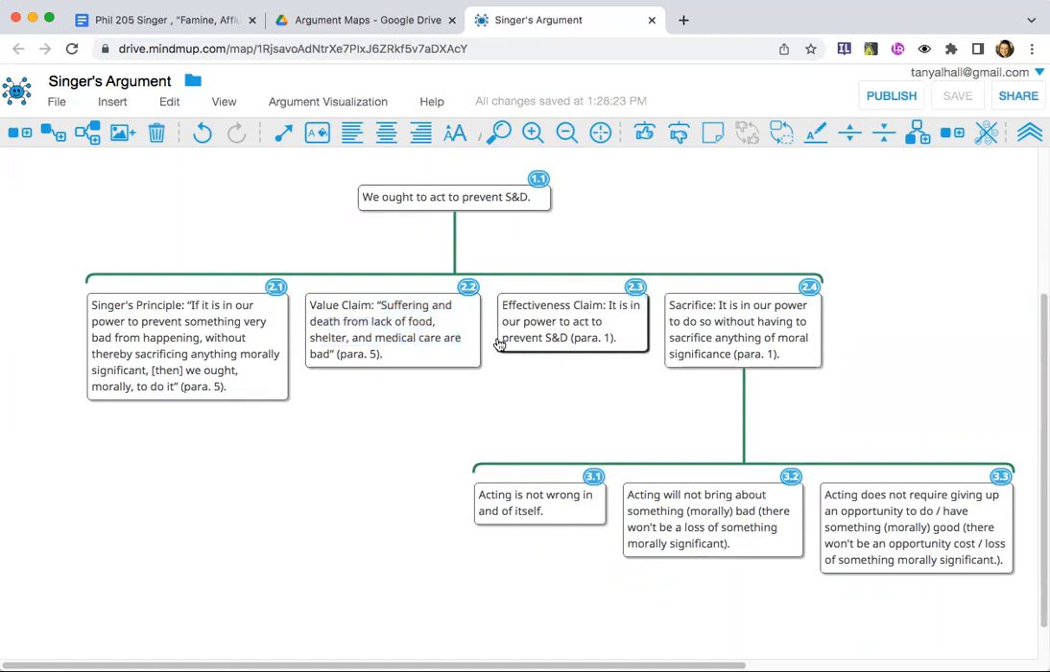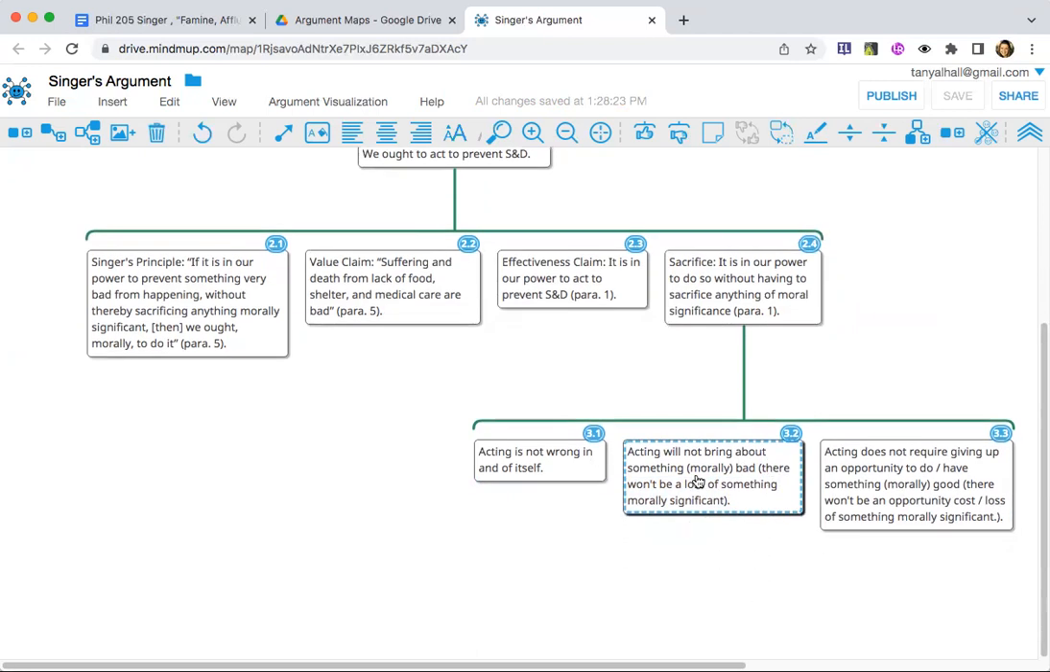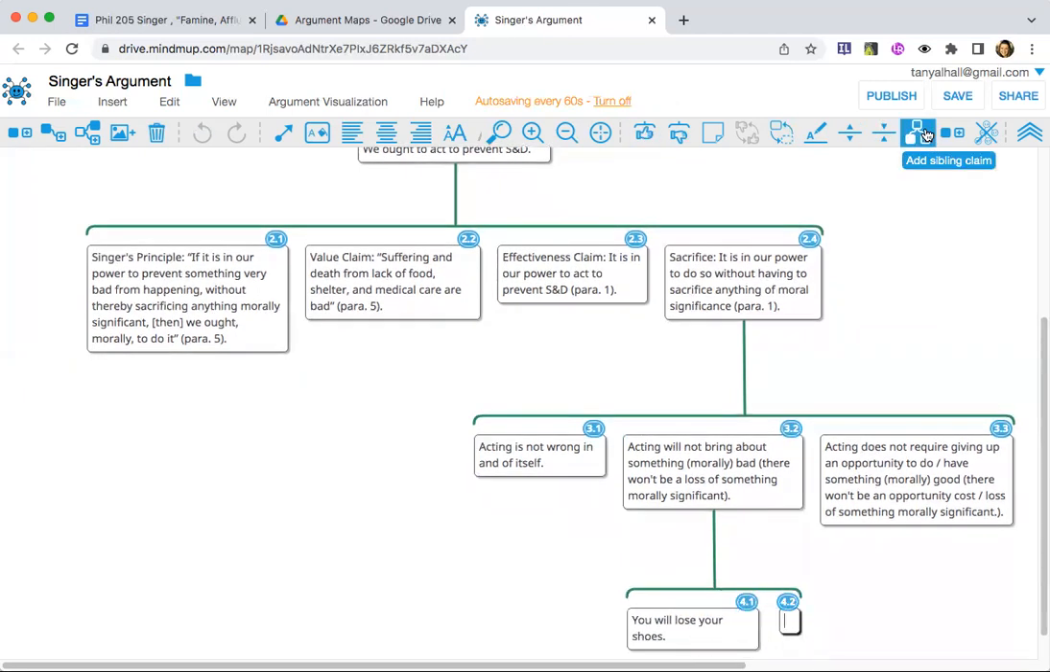It's in our power to prevent the child from drowning. It's in our power to do so without having to sacrifice anything morally significant. Preventing a child from drowning is not wrong in itself. In preventing the child from drowning, you are not going to lose something of moral significance. You're not going to bring about something that is worse. Maybe you could put whatever thing you'd be giving up in either one. So for example, the shoes. You'll lose your shoes, but maybe we could even put this. That's true. Your shoes.